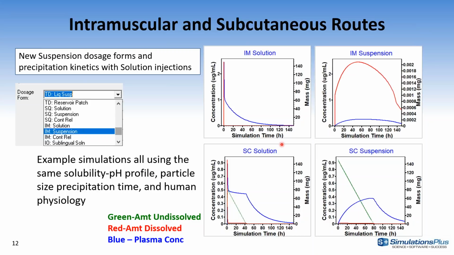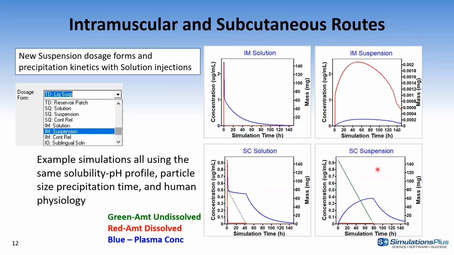And you can see that with the solution administration in the intramuscular injection, the blood flow in the muscle is pretty high, so the drug simply didn't have a chance to precipitate and was very quickly absorbed into systemic circulation. But during the same exact injection into subcutaneous tissue, the blood flow is lower, and now the precipitation was able to compete with the uptake into the systemic circulation, creating a depot of solid particles and changing the shape of the CP time profile.